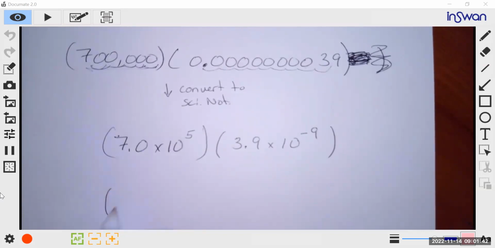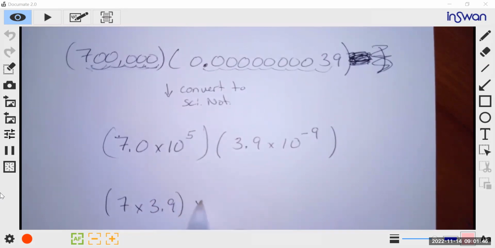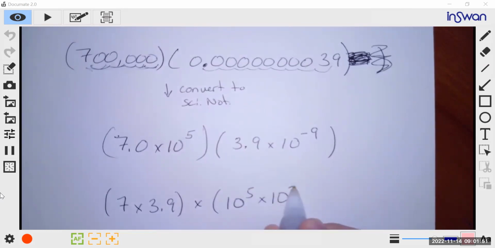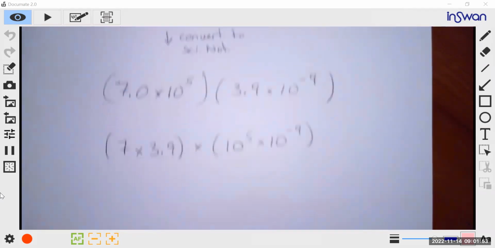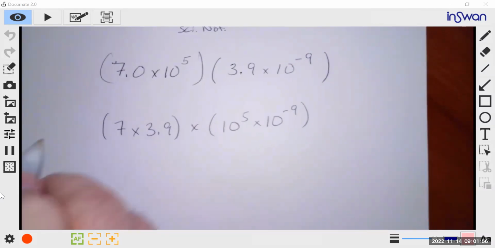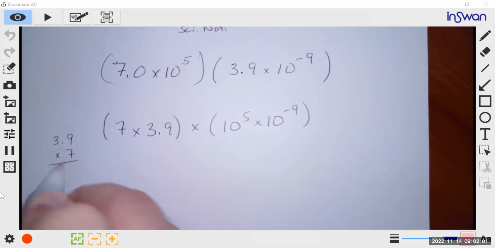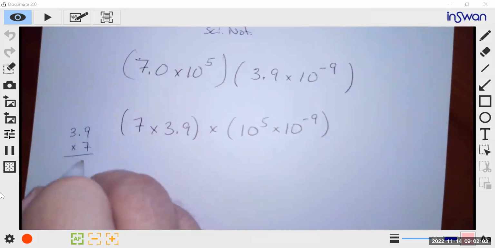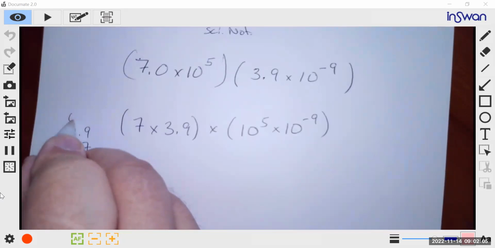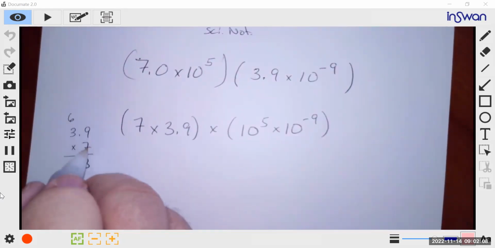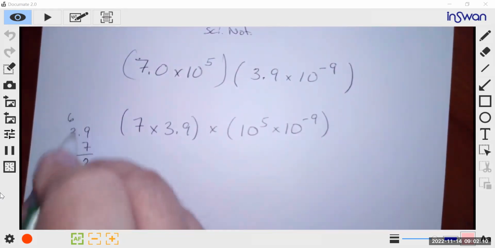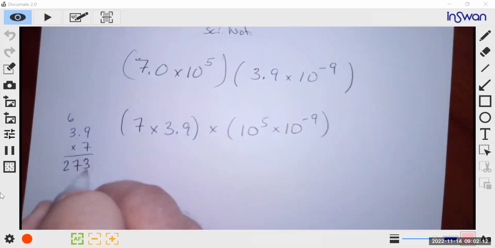Then we group them. 7 times 3.9, 10 to the 5th times 10 to the negative 9. .9 times 9 times 7 is 63. 7 times 3 is 21, plus 6 is 27 with 1 decimal space.